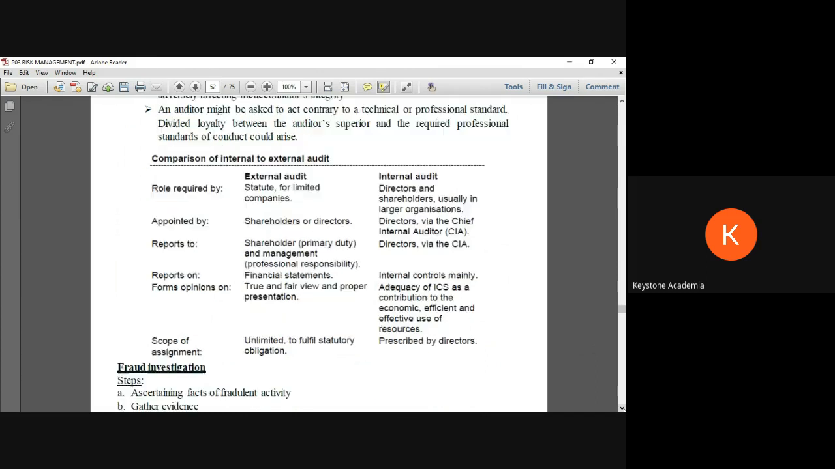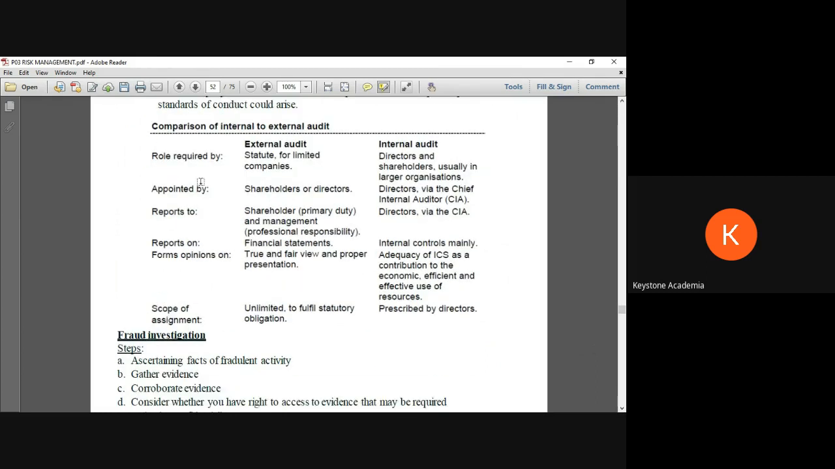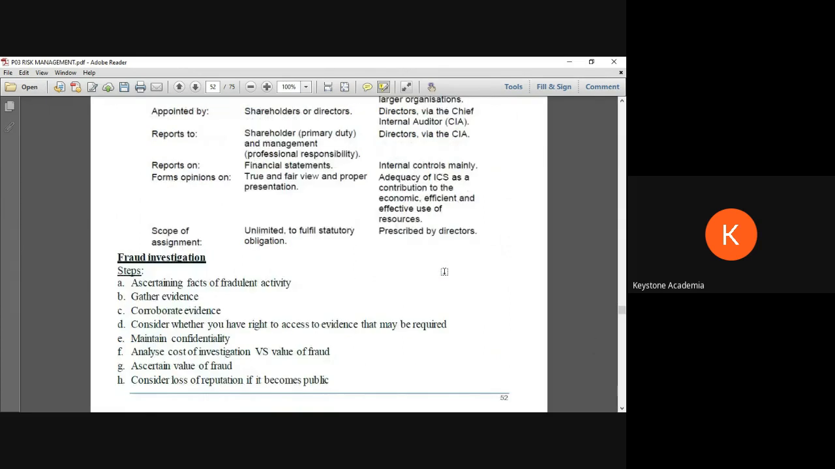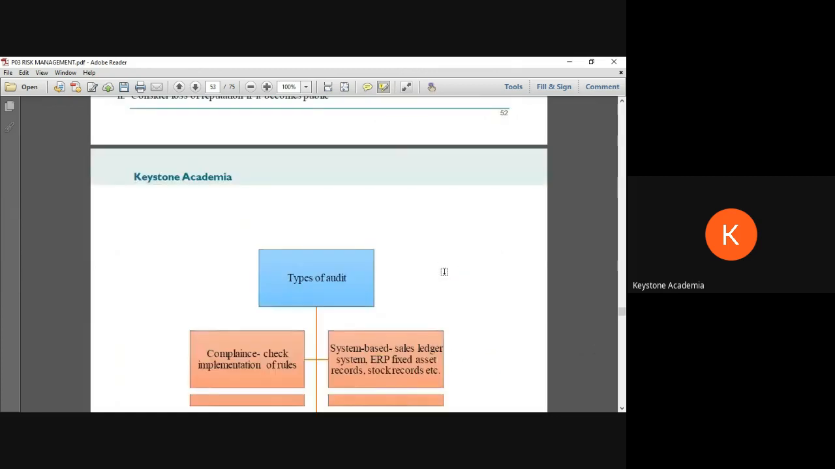Then internal and external audit: what are the roles and responsibilities? This is just for understanding. External audit is required by statute or by law, appointed by shareholders or directors. The primary duty is to the shareholders, a professional responsibility, mostly concerned with the financial statements. Scope should be unlimited. Internal audit is usually there in larger organizations, and if it is listed, it may be required by law. The head is the director or CIA. Their role is mostly internal controls, or ICS, the internal control system, contributing to the 3 E's or proper working of the organization. We can even say risk management and fraud investigation. This we have done; the last chapter also repeated the same thing.